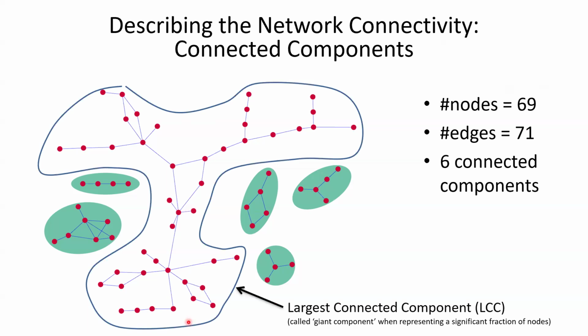This leads us to the idea of the largest connected component. The largest connected component is the connected component in the graph that has the most number of nodes. If the graph is highly fragmented, the largest connected component can be fairly small. But for most commonly encountered networks, the largest connected component actually takes in a significant fraction of the nodes. And it can, in this case, also be called a giant component.